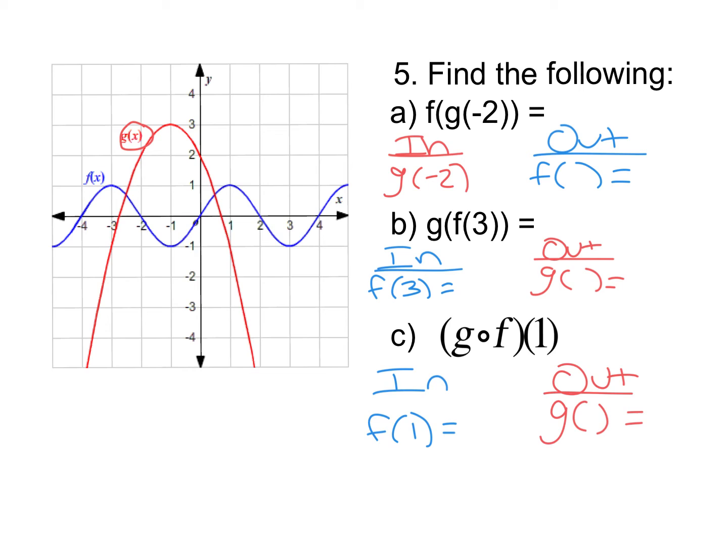Okay. So remember, we're looking for our y value. So g of negative 2. I go to the x value negative 2, and then I'm going to g, the red function, 1, 2. So g of negative 2 is 2. I then take that and I plug that into f. f of 2, so now we're on the blue graph. I'm going to go to the x value 2, and on the blue we're at 0. So 0 is your final answer.